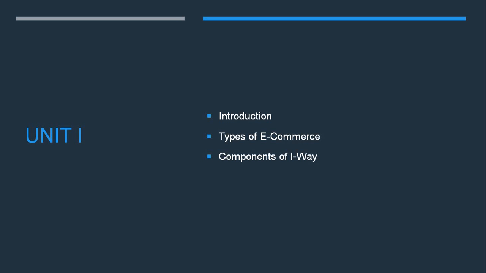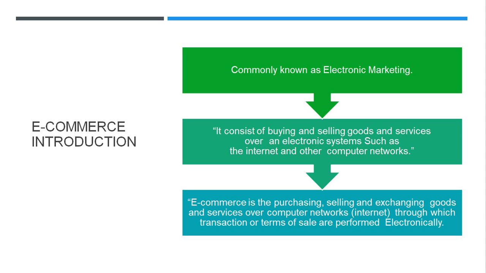So as I told you, we will see a small introduction, and then we will see the types of e-commerce and also brush up the components of e-commerce. So the introduction. As I told you, it's commonly known as electronic commerce, and it consists of buying and selling goods and services over an electronic system such as the internet or other computer networks. So please remember that it is always a buying and selling of goods and services over a network.